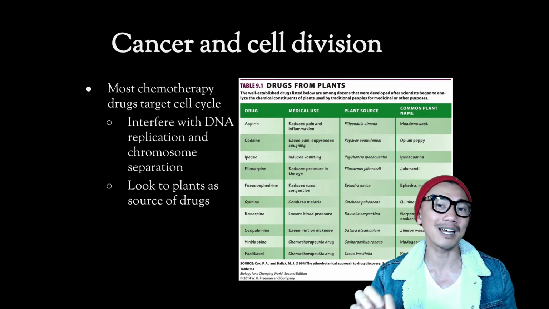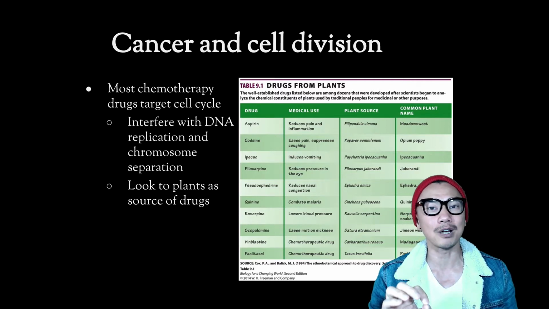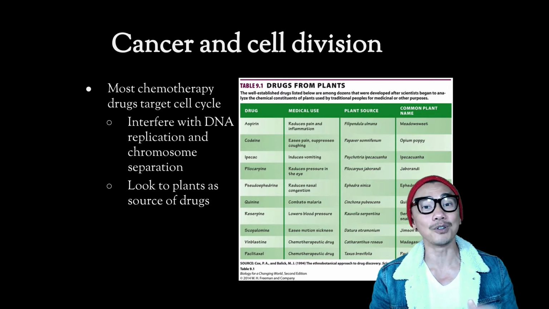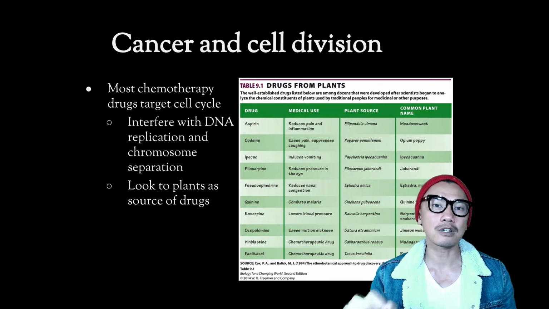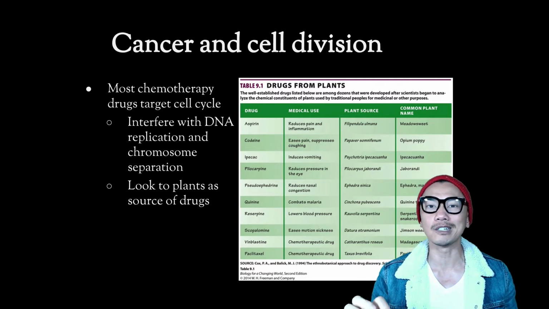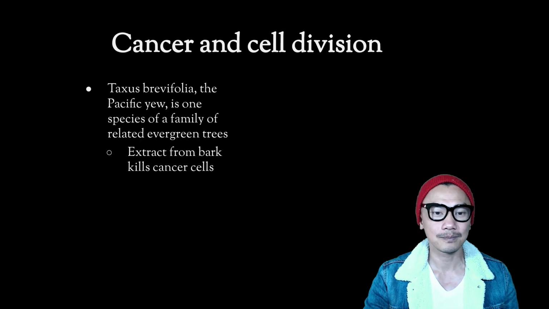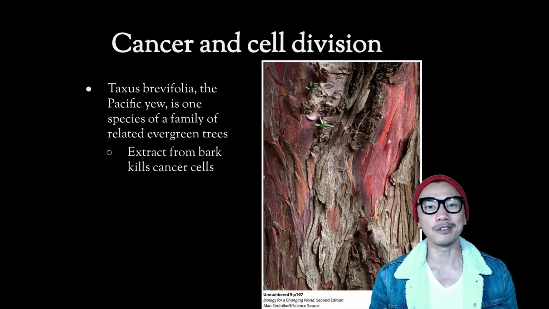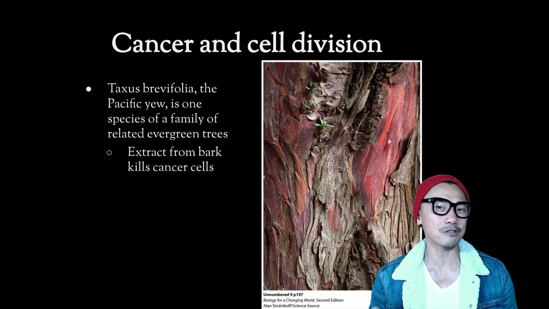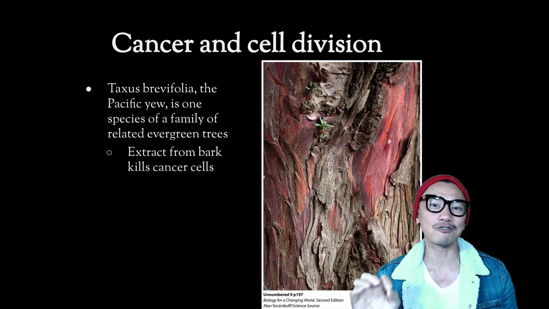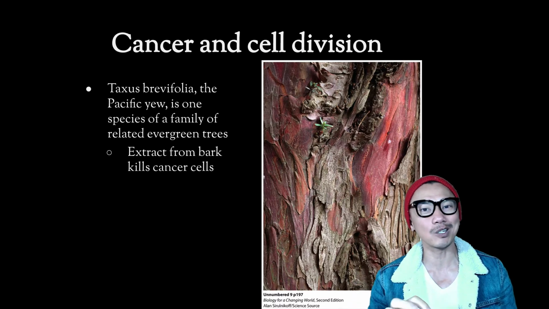Researchers have looked to plants as a source of drugs to treat illnesses like cancer. This has proven successful in the past. Aspirin, codeine, and quinine are all examples of drugs that originally came from plants. Taxus brevifolia is the scientific name of the Pacific yew tree, an evergreen tree that grows in the Pacific Northwest of the United States. Researchers found that an extract from its bark will actually kill cancer cells.